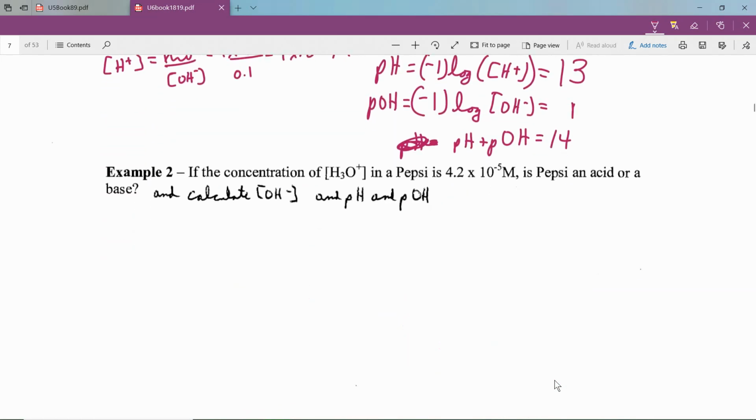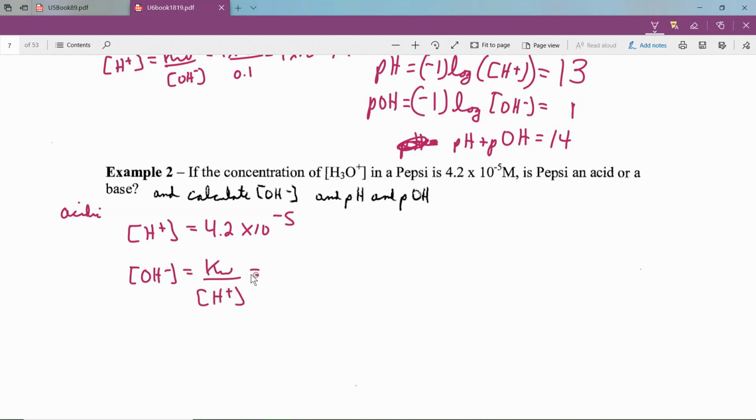Let's look at the second example here. We're talking about Pepsi. Pepsi is 4.2 by 10 to the minus 5 molar. Is it an acid or base? Let's find out everything. Okay, so H plus is 4.2 by 10 to the minus 5. Already I know it's acidic because that's more than 1 by 10 to the minus 7. The OH minus is Kw over the H plus, so that's 1 by 10 to the minus 14, I'm doing it right now with you, divided by 4.2 by 10 to the minus 5. And I get 2.38 by 10 to the minus 10 molar.